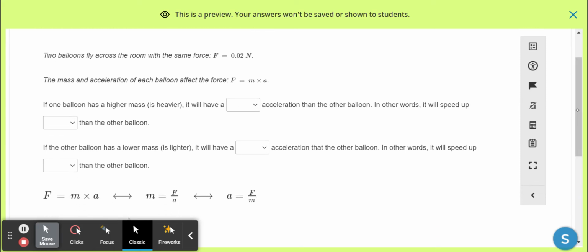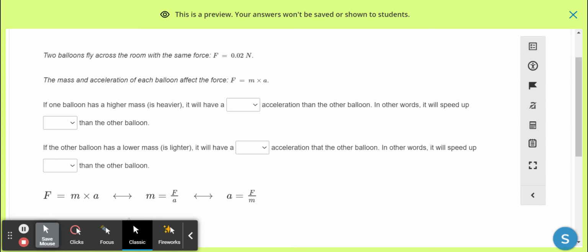Okay, so we have 2 balloons flying around, and they're flying with the same force, 0.02 newtons. So the mass and the acceleration of each balloon affect the force, and we've got the original force equation here. If one balloon has a higher mass, or is heavier, it will have a blank acceleration, either higher or lower. So it's going to speed up faster, or it's going to speed up slower than the other balloon. In other words, it will speed up blank, slower or faster than the other balloon. Okay, and this is from the perspective of the lighter balloon, the lower mass balloon. Will it accelerate faster or slower than the other one? Same kind of thing. So let's think about this.